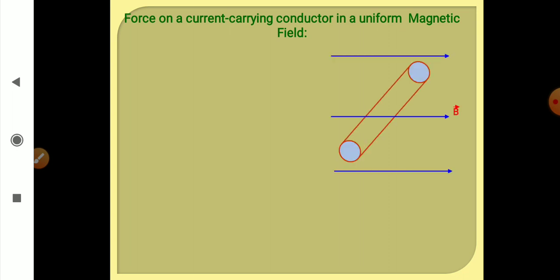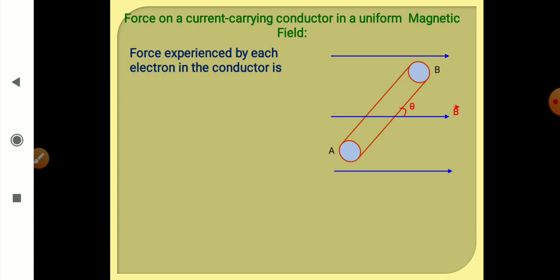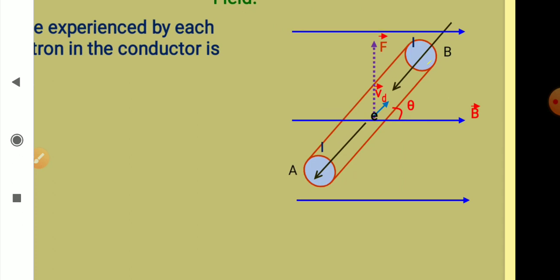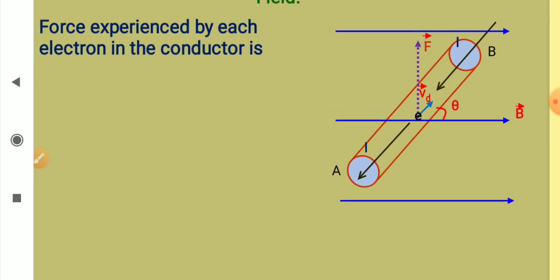in uniform magnetic field. So here we have shown uniform magnetic field B and a conductor AB which is carrying current I. Now you know that the electrons drift opposite to the current. As you can see, electrons move opposite to the direction of current with drift velocity Vd.